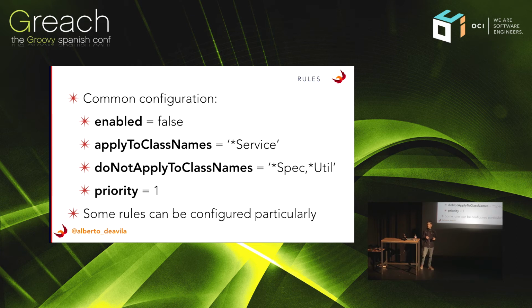In the common way you can do enabling or disabling a specific rule. You can apply a rule to a specific class or a specific class's names, or not apply it to specific class names. Like, for example, do not apply the size rule to the methods inside the test. And you can change the priority of the rule to increase it or decrease it.